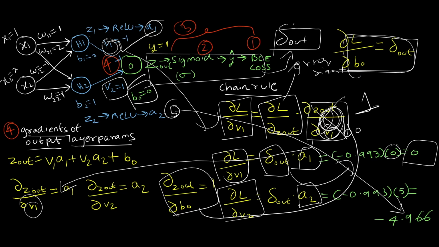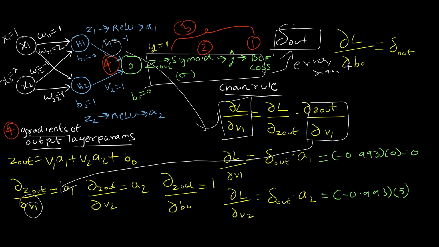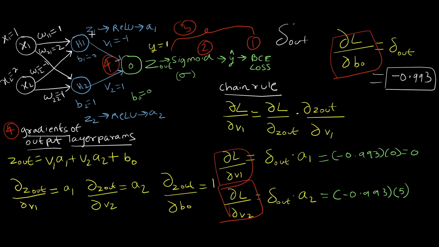Let me just clear the screen. The delta out value we calculated already to be minus 0.993. So we have the required terms, we have this one, this, and this. For the output part, we calculated the gradient of the loss function with respect to these two weights and the bias. So the next step is we're going to go back again.